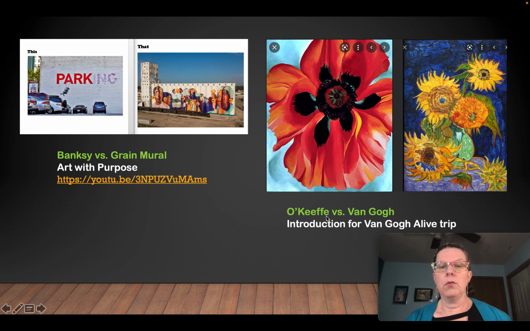And then we actually went to the Van Gogh Alive exhibit, and so I did a Van Gogh one. And then I wanted to do a Banksy one because he had that staycation video that I thought was pretty cute. So we talked about Banksy, and I compared it to that grain mural because we're close to Wichita, so the kids had seen that, and we kind of talked about how they both have a purpose and what is the purpose and how was it displayed there.